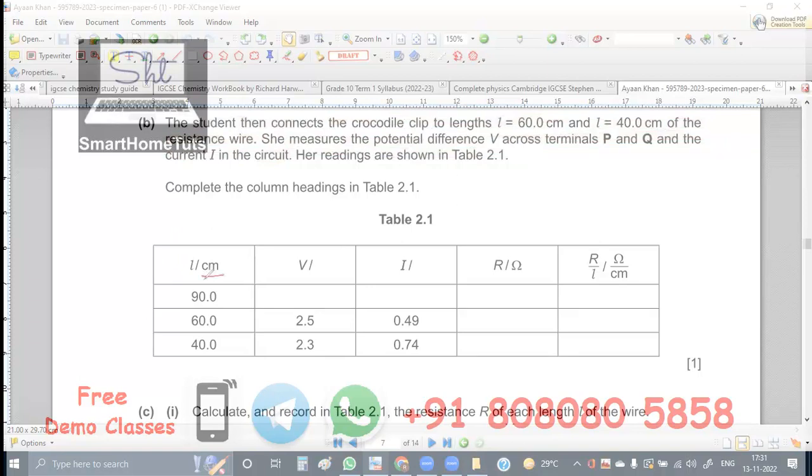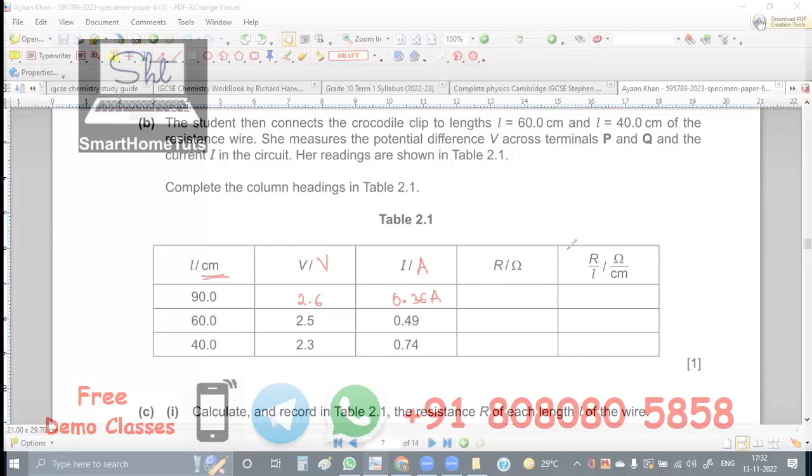Length in centimeter is already given. V, this will be volts, or simply you can write capital V. I, the current, the unit is amperes. So I'm going to write A, or I can write the full thing, amperes. Now V and I, these readings we have already taken. This was 0.36 amperes and this was 2.6 volts.